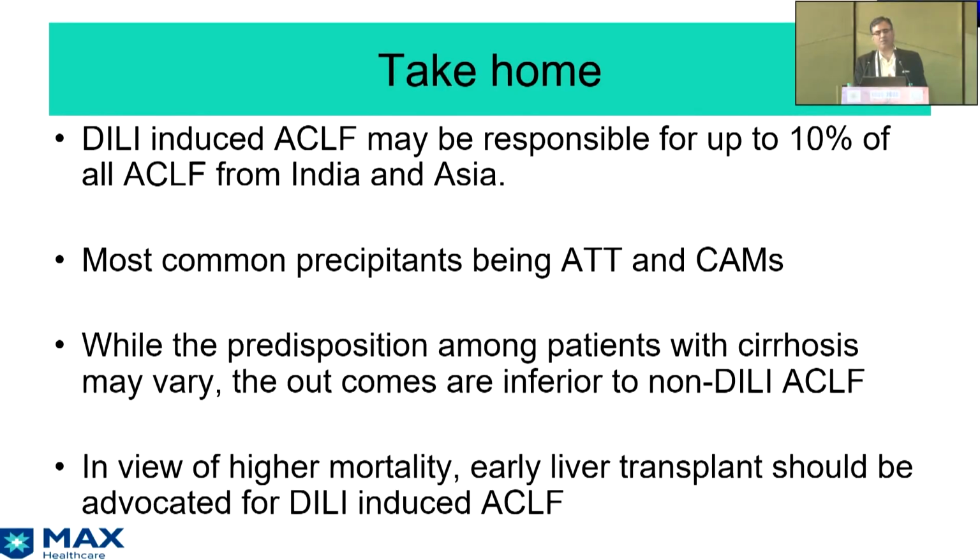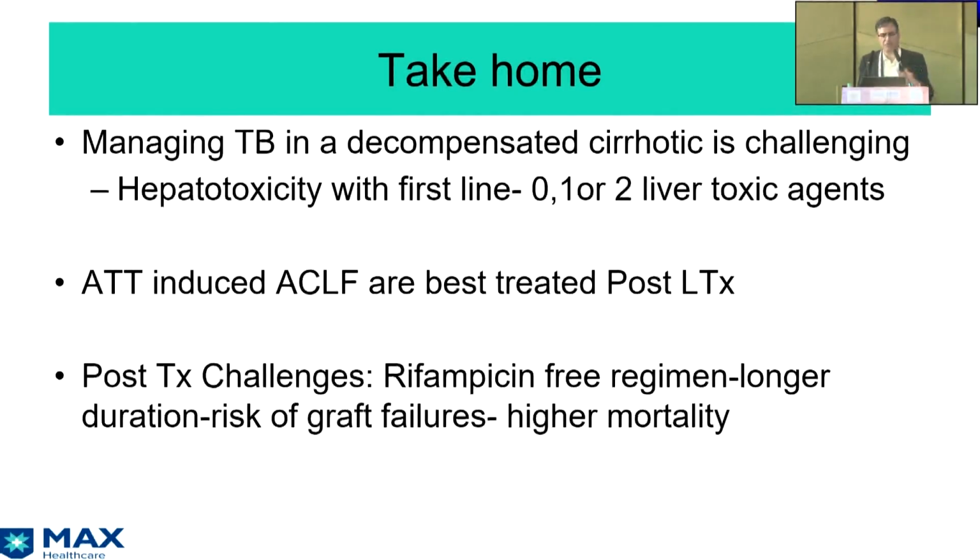In view of higher mortality in these patients, early liver transplant should be advocated in all these patients. Managing TB in a decompensated cirrhotic is challenging, especially with hepatotoxicity. With the first line agents, you have to either not give any hepatotoxic agent or use 1 or 2 of them. ATT-induced ACLF or ALF are best treated post-transplant.